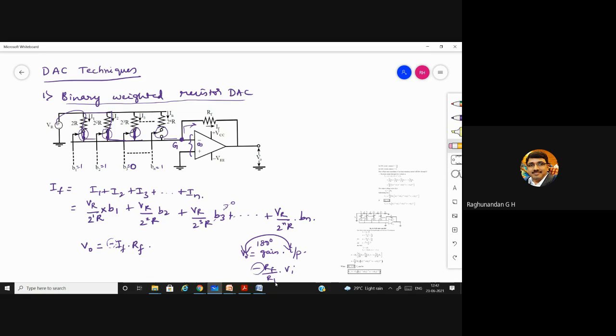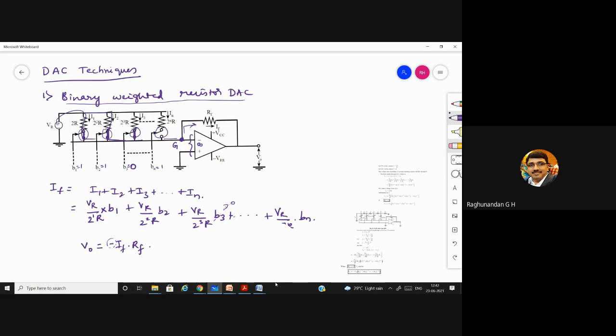So please remember, this is the basic thing. Whenever we ask in the viva what the minus means, students tell us it's negative, we are getting a negative value, that's why we put minus. The negative sign indicates a phase difference of 180 degrees between input and output.